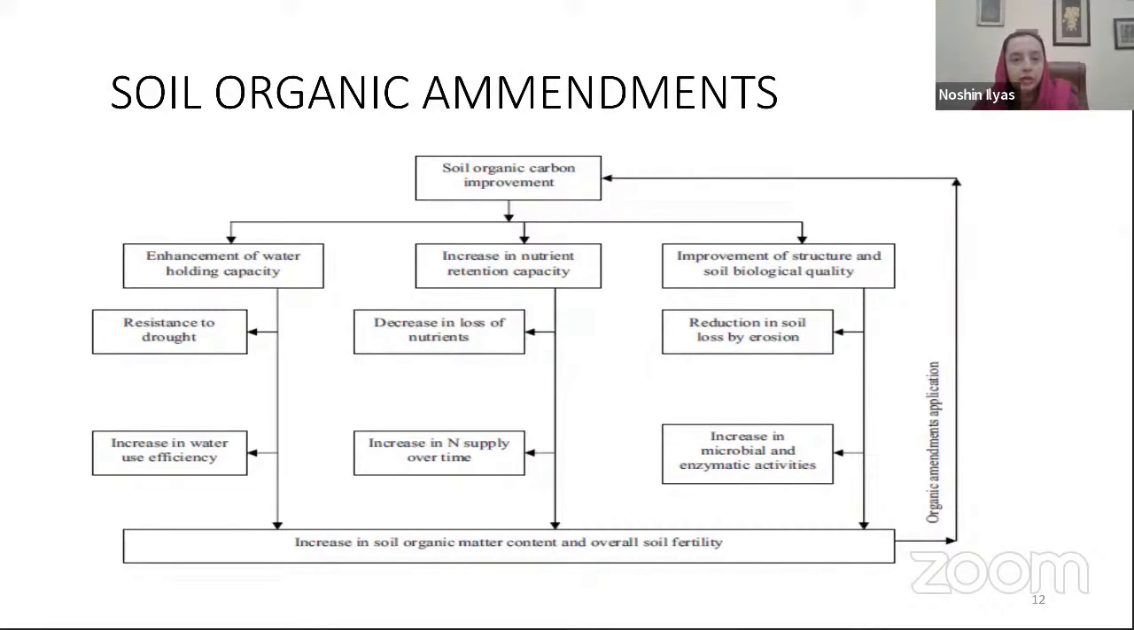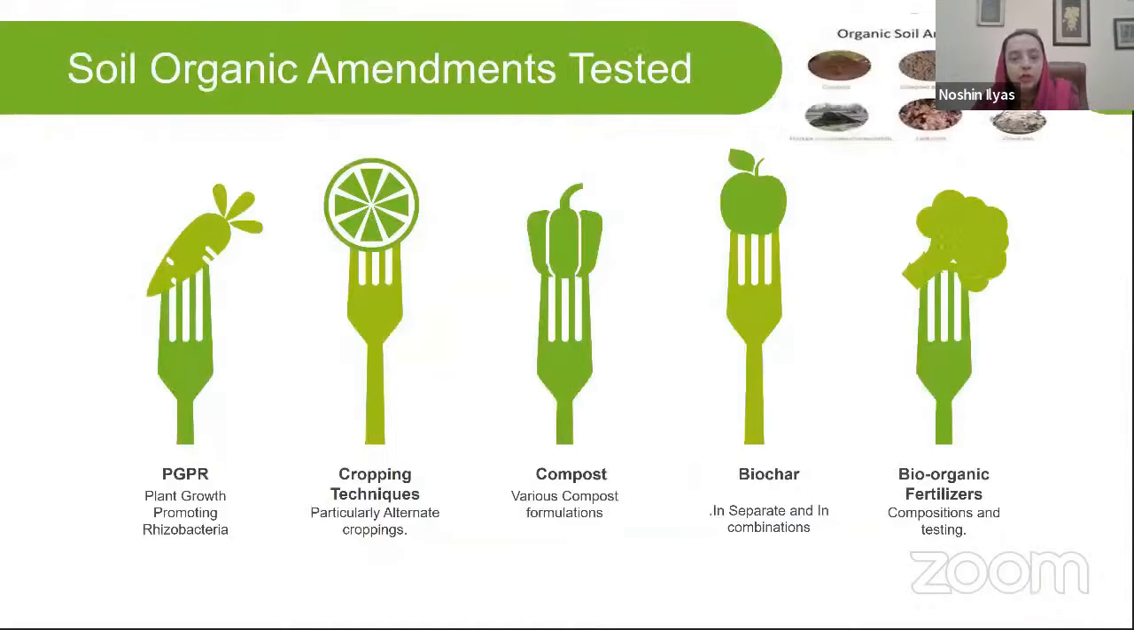Similarly, we have the organic amendments. These are also important in improving the soil carbon, particularly the organic carbon. They improve the soil physical properties, water holding capacity, and nutrient retention, and they also play some role in erosion control and in increasing microbiological activities. These are the main organic amendments we have used.